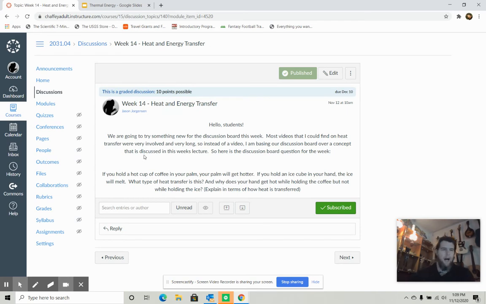If you hold a hot cup of coffee in your palm, your palm gets hotter. If you hold an ice cube in your palm, the ice cube will melt. First off, we want to talk about what type of heat transfer this is, which we'll get to. But then also, why does your hand get hot while holding the coffee, and the ice cube melts when you're holding the ice cube? You could be thinking it's as simple as, well, the coffee's hot, so it makes your hand hot, and the ice cube's cold, so that's why it melts on your warm hand. But we want to be a little bit more detailed as we explain that, and we'll get to that later on. So that's your first part here.